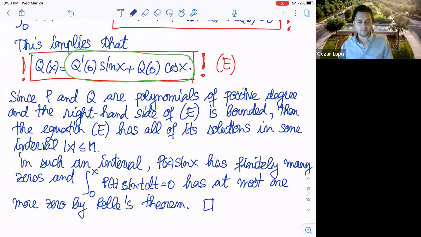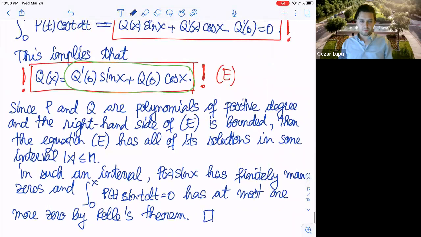That's the end of the problem, because we proved that the system formed by these two equations has only finitely many solutions. All right, beautiful.